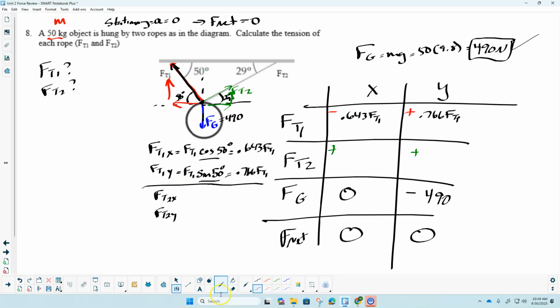We can do similar work for FT2. For this one, it'd be FT2 times the cosine of the angle that it forms, which is 29. And then for the Y, it'd be FT2 sine of 29. Again, those give you some decimal and then FT2. So for the first one you get 0.875 FT2, and for the next one you get 0.485 FT2.